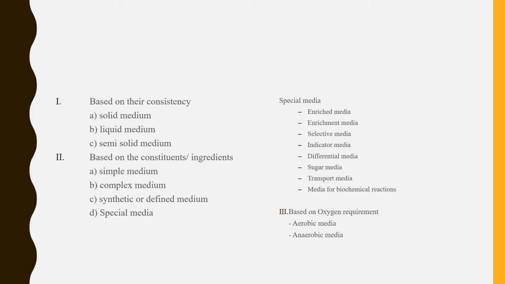They are enriched media, enrichment media, selective media, indicator media, differential media, sugar media, transport medium, and media for biochemical reactions. The third classification is on the basis of oxygen requirement. So there is aerobic medium and anaerobic medium. In today's lecture we are going to study only aerobic medium.